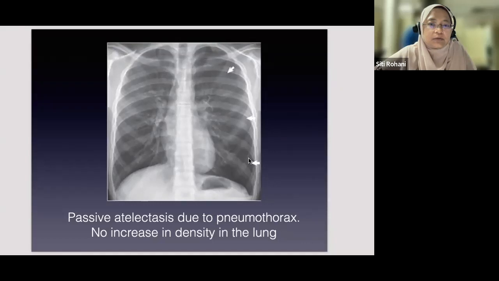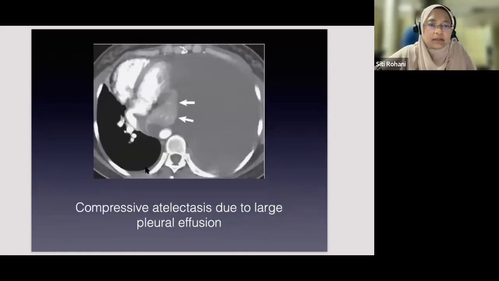In this case it is pneumothorax. Sometimes pleural effusion also can cause a passive atelectasis. This is compressive atelectasis due to very large pleural effusion. This pleural effusion is very large. It causes mass effect to the lungs and causes collapse of the lung parenchyma. And even the mediastinum is shifted to the other side. So this is compressive atelectasis. It is not because of obstruction of the airway, it's because of the external compression.